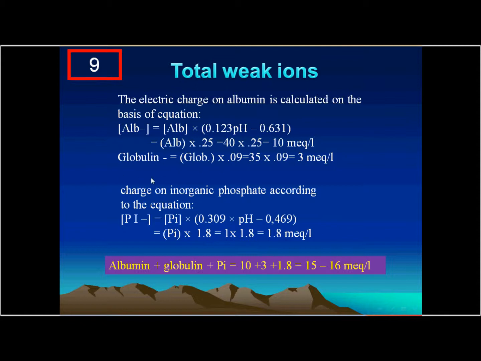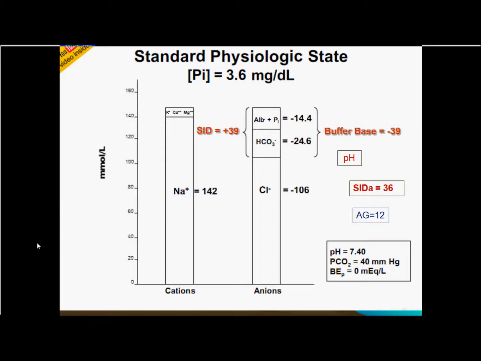The same thing for the globulins, which are also affected by the pH. Globulin is multiplied by 0.09 to give you about 2.7 or 3 milliequivalents per liter. The same thing for inorganic phosphate, multiplied by 1.8 to give you 1.8. So to sum up, this is albumin plus globulins plus inorganic phosphate. The total weak acids will give you about 15 to 16 milliequivalents per liter.